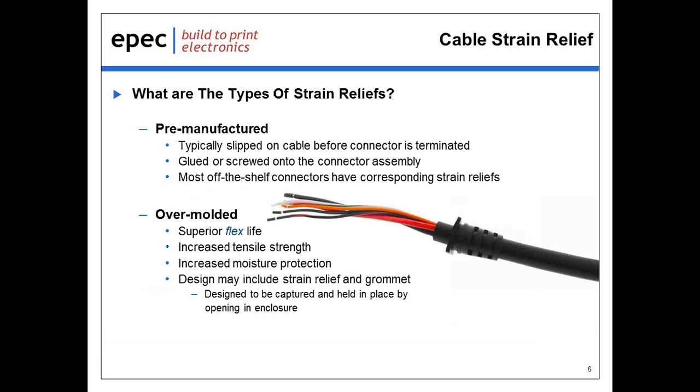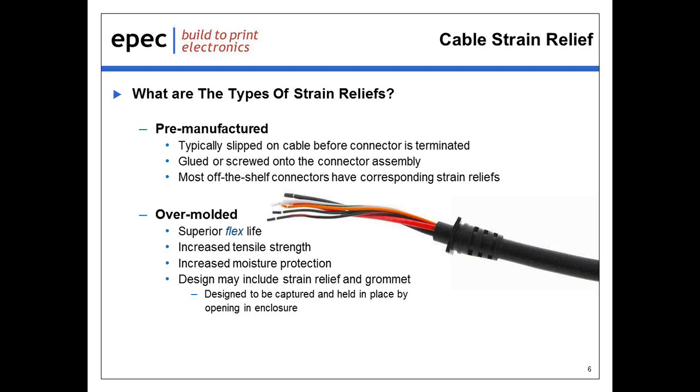A pre-manufactured strain relief is typically slipped on the cable before the connector terminations are made. Once terminations are completed, everything is done with the connector. The strain relief is glued or screwed onto the back of the connector. Pre-manufactured strain reliefs are cost-effective and are available for most off-the-shelf connectors.